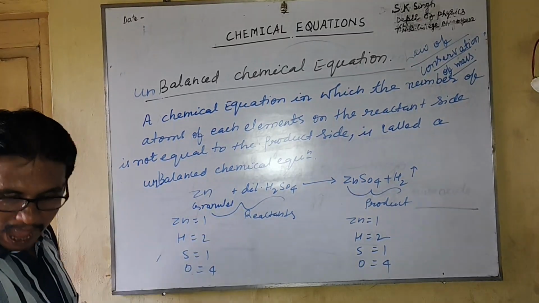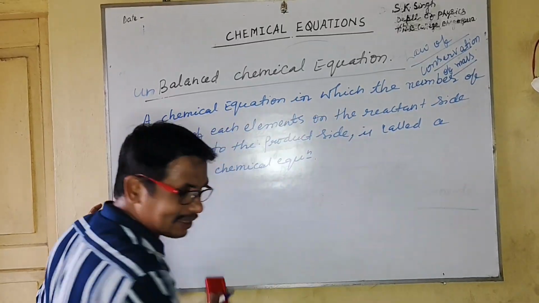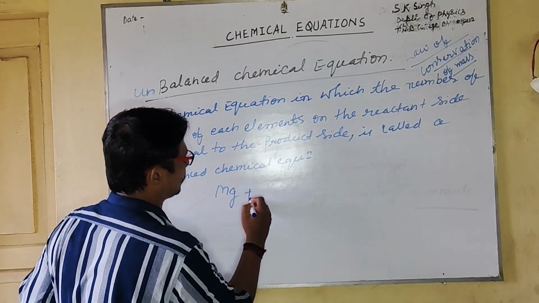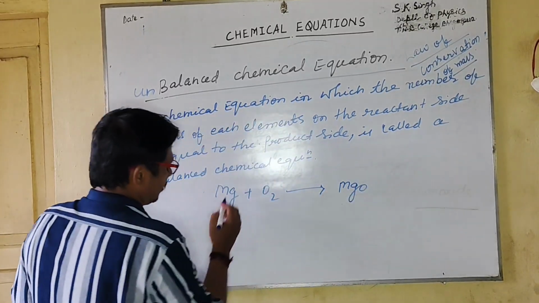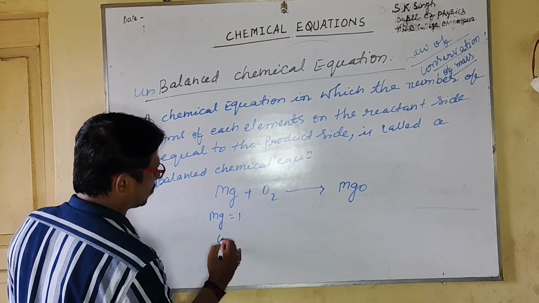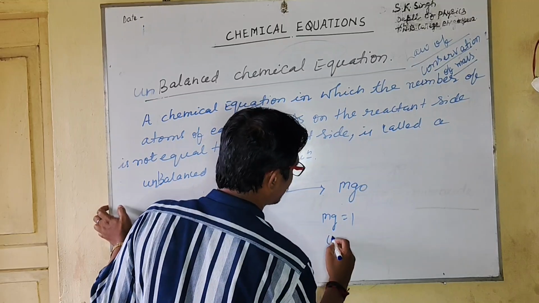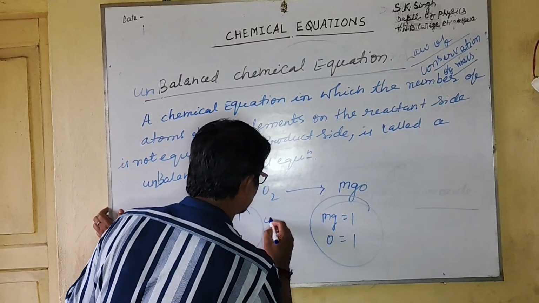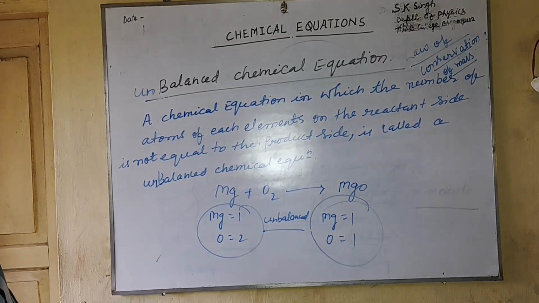Suppose I am giving an example here, a very easy example. You write here Mg plus O2. The number of atoms of each element: on the reactant side Mg is equal to 1, oxygen is equal to 2. But on the product side Mg is equal to 1 and oxygen is equal to 1. So this is not balanced. This is unbalanced, so this is the example of an unbalanced chemical equation.